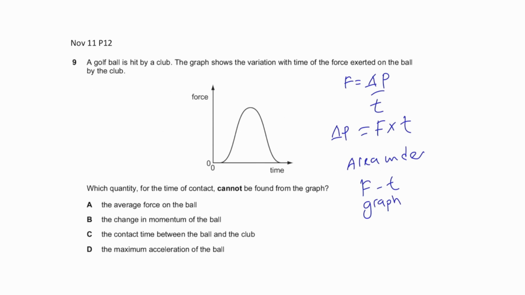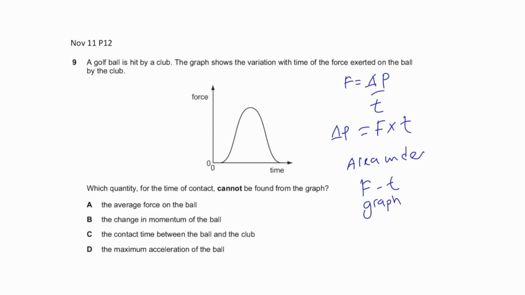In this question, you have a golf ball hit by the club, and this is the force exerted on the ball by the club. It makes sense, because as you hit the ball, the force starts from 0, rises to a maximum, and then when the ball leaves the club, it drops to 0. For this graph, which quantity cannot be found from the graph? Abel, what do you think is the answer?